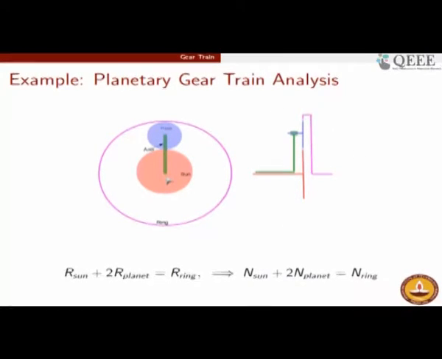So again, from geometrical considerations, we have the radius of the sun to be... the radius of the ring gear, I'm sorry, this is the radius of the ring gear.